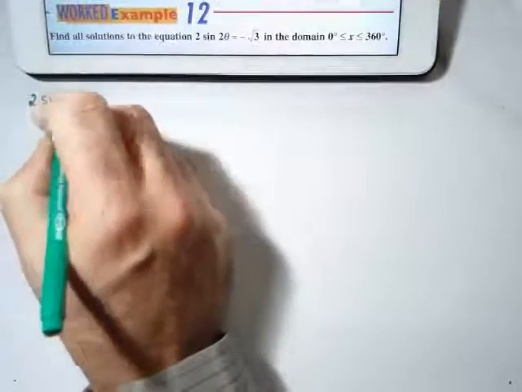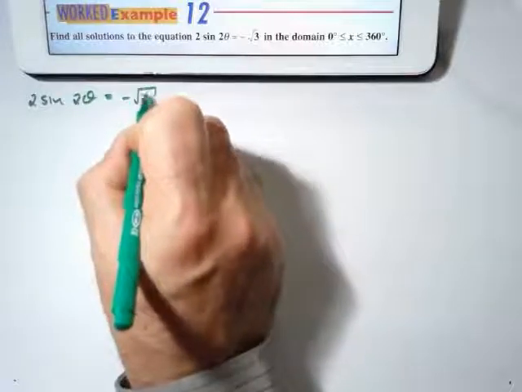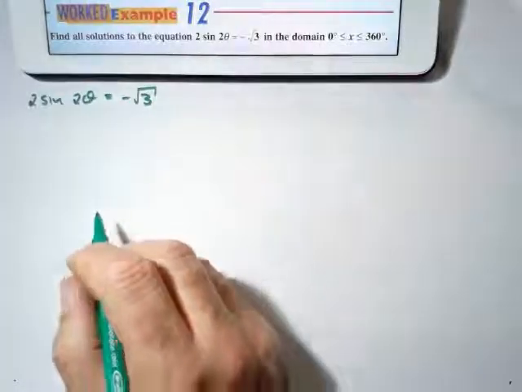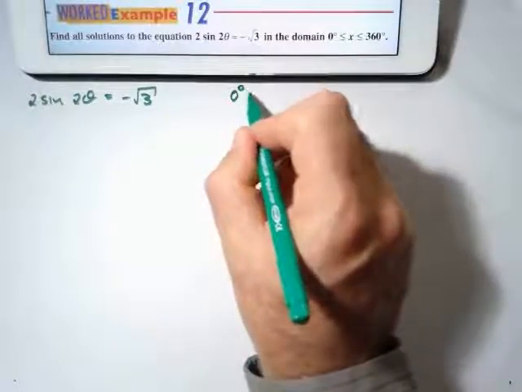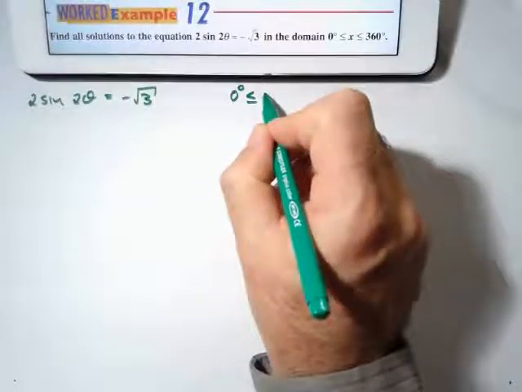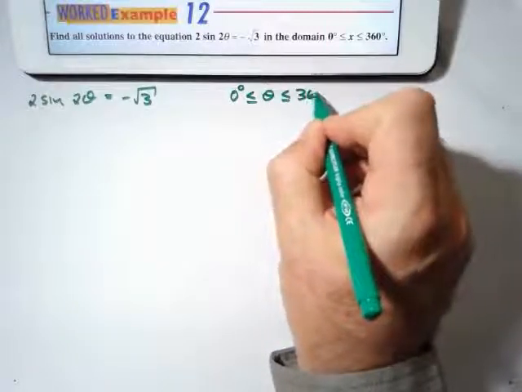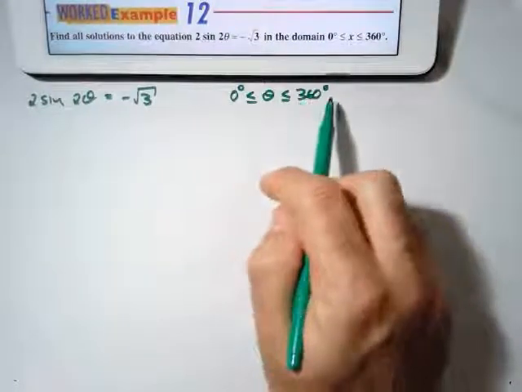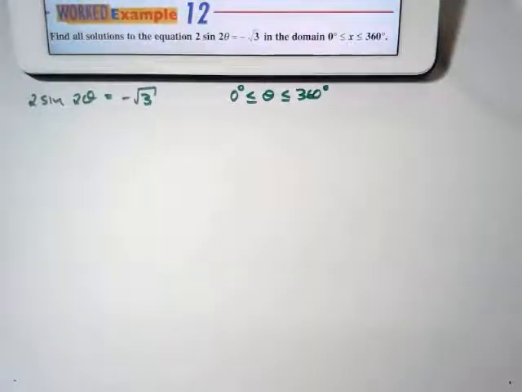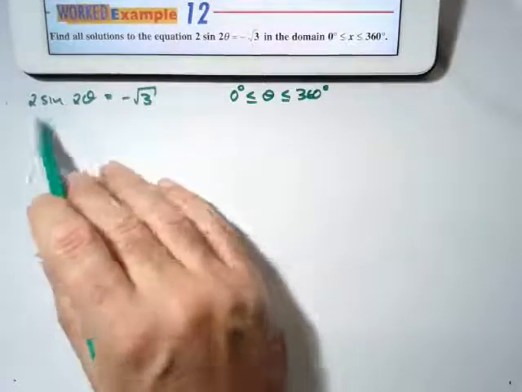2 sine of 2 theta equals minus square root 3. Okay, and the domain is 0 degrees smaller than or equal to theta, smaller than or equal to 360 degrees. Okay, so we work in degrees, so I make sure my calculator is in degrees. However, you're not really going to need it because this is special triangles.